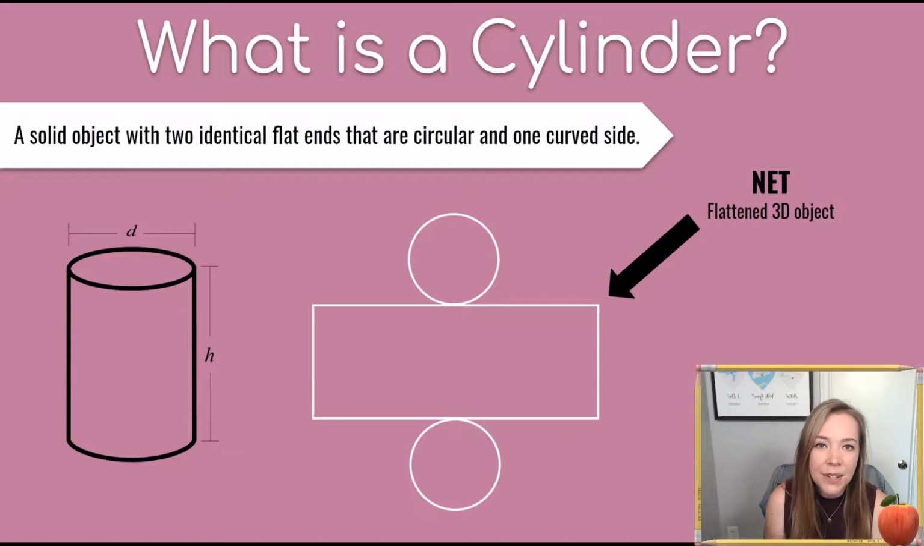So a cylinder, when flattened out into a net, like if we flattened it out on the table, would look like two congruent circles connected by a rectangle. So this rectangle would stretch around that cylinder.